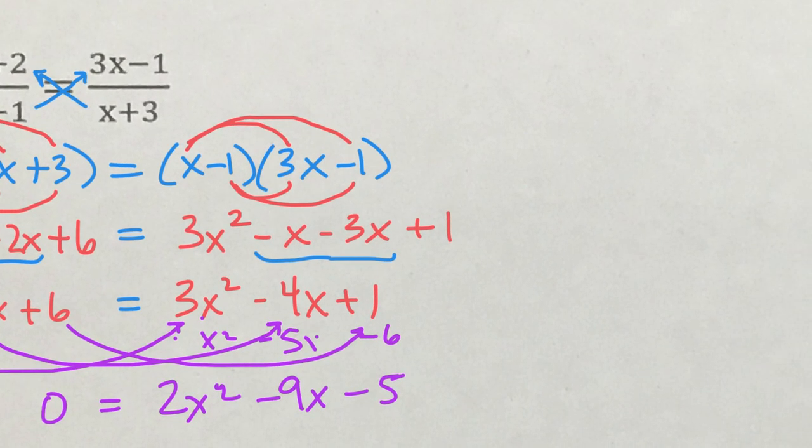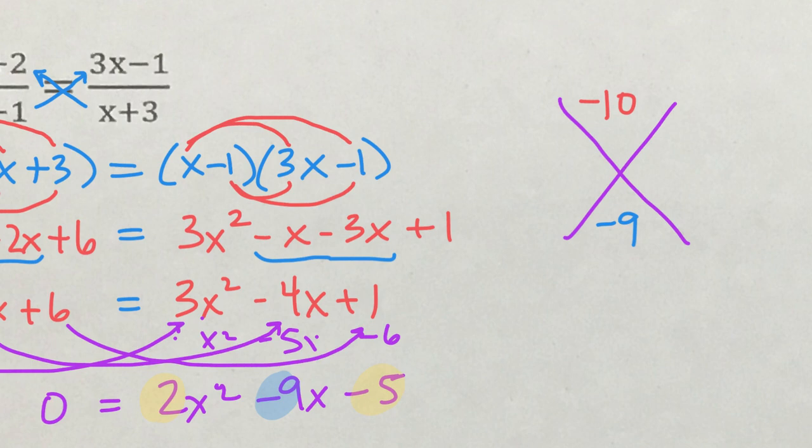So let's come over here and talk about what it means to factor. And this is not an easy one, unfortunately, because there's a coefficient in front. So what we're going to do is multiply the number in front by the number in the back. So 2 times negative 5. Well, that is negative 10, and that goes on the top of our little graphic organizer here. And then the number in the middle, which in this case is negative 9, will go on the bottom of your graphic organizer.